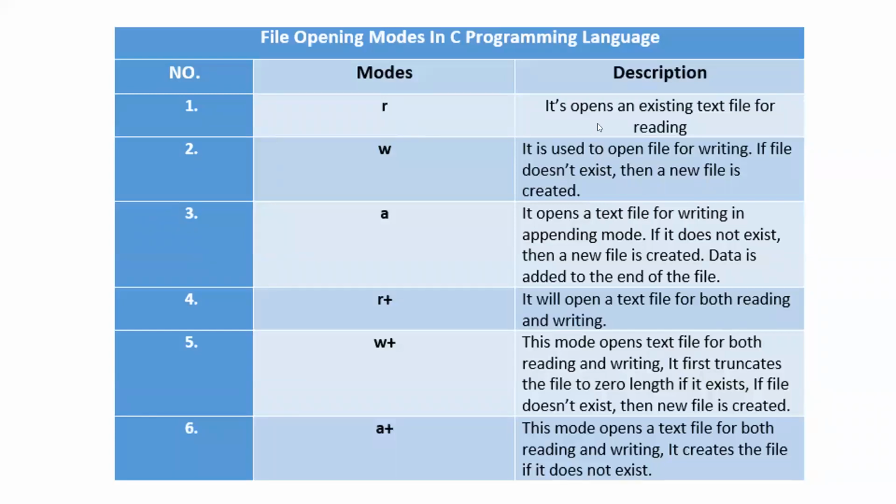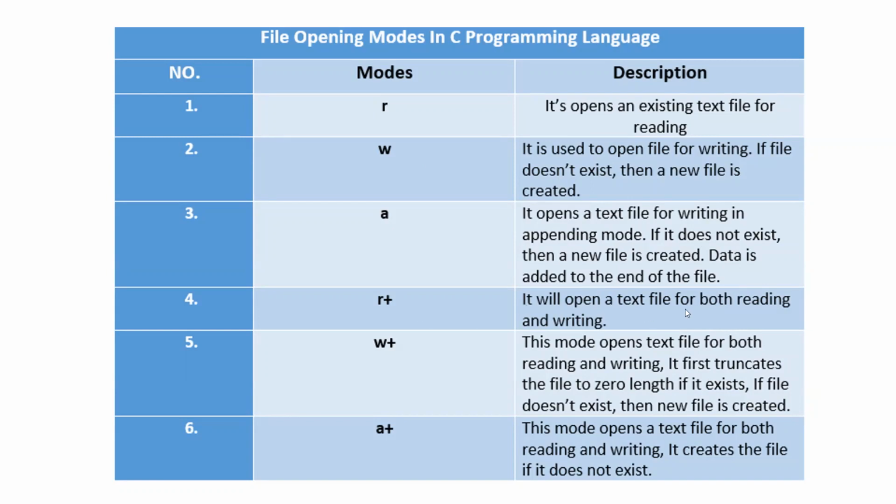r means that it opens an existing file for reading. w means it is used to open a file for writing. If the file doesn't exist, then a new file is created. If the file already exists, then the content will be erased. a means append. It opens a file for writing in appending mode. If it does not exist, then a new file is created. If it exists, data is added to the end of the file.